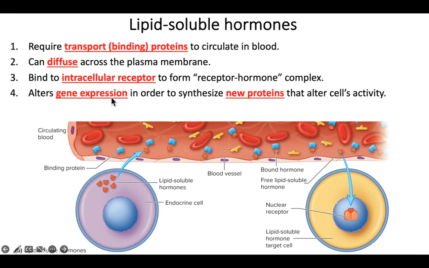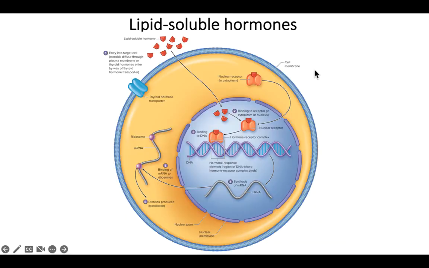What that means is that cell is going to produce different proteins based on turning on a new set of genes. All right, and then based on those new proteins, that cell is going to do something different. All right, so that's how lipid hormones work. So keep that in mind when we start getting into the water-soluble hormones. This is just another drawing.